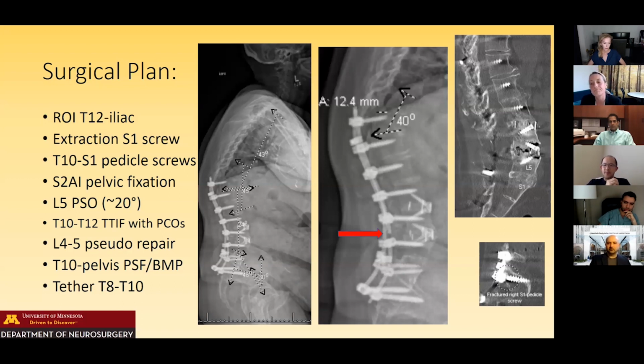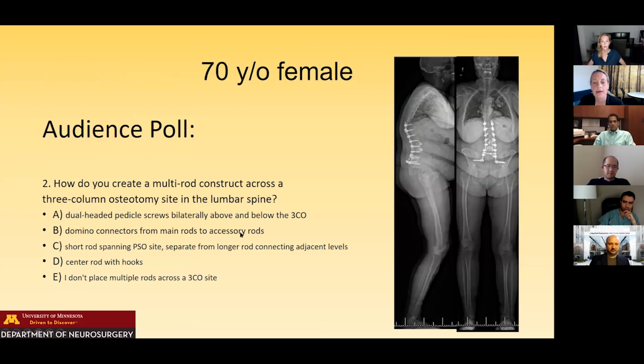Great. So most people for your poll are choosing B and C. You want to tell us what you did? Sure. So we did A, and there's nothing wrong with B and C. Those are great answers as well. The important concept here is that if you're going to do a 3-column osteotomy, you should have more than 2 rods across the 3-column osteotomy site.